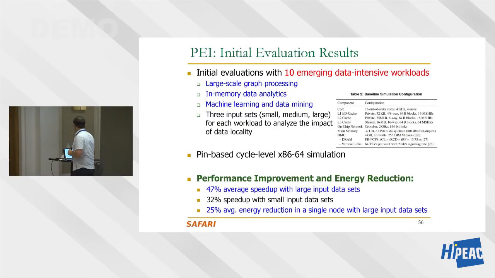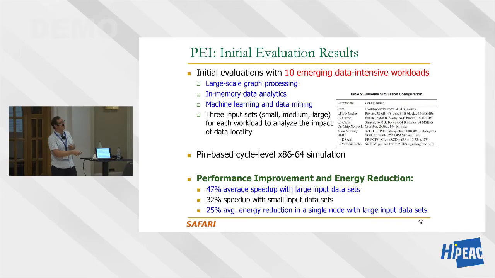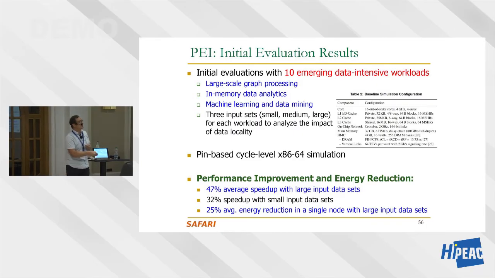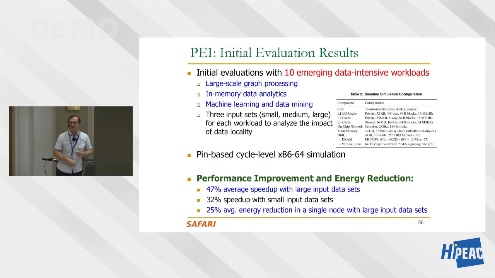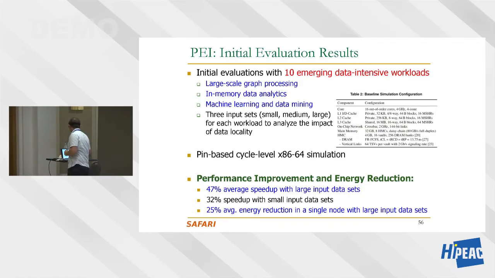Okay, so the evaluation results, very quickly. Again, we simulate this and we look at some interesting applications at the time, and we see significant benefits over here. Especially on large input data sets, you get a 47% average speedup. Even with small input data sets, you get about a 30% speedup, and you get a 25% average energy reduction in a single node. Again, these are nothing close to what we've seen earlier, like 10x, etc., but we're not changing the system a lot. So it's good to think about these adoption mechanisms.